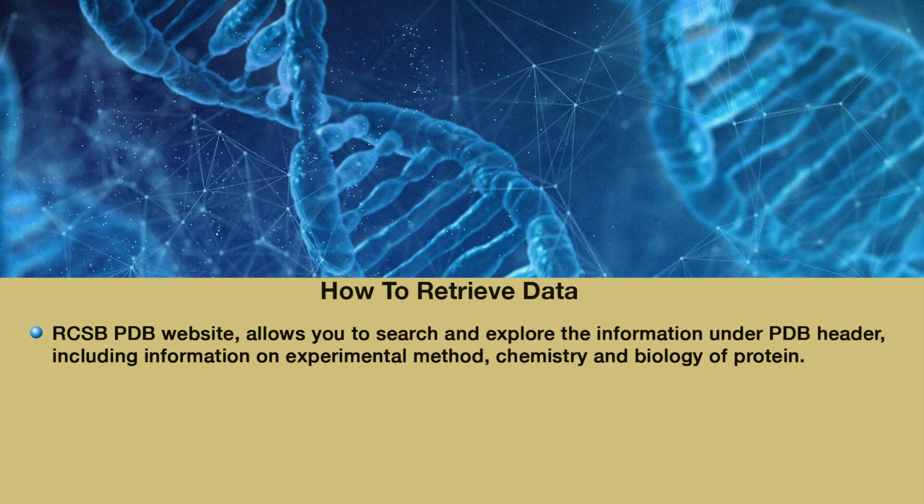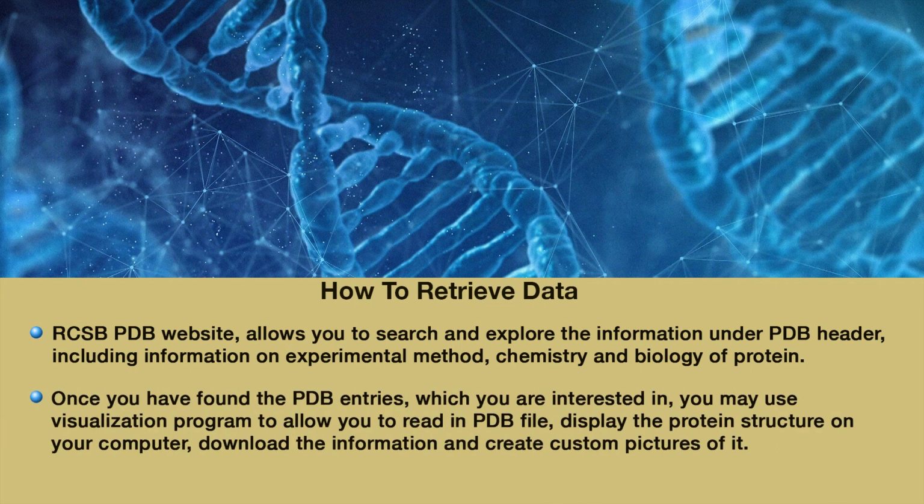The RCSB PDB website allows you to search and explore the information in the PDB header, including information on experimental method, chemistry and biology of the protein. Once you have found the PDB entries which you are interested in, you may use a visualization program such as RasMol, which allows you to read the PDB file and displays the protein structure on your computer. Download the information and create a custom picture of it.